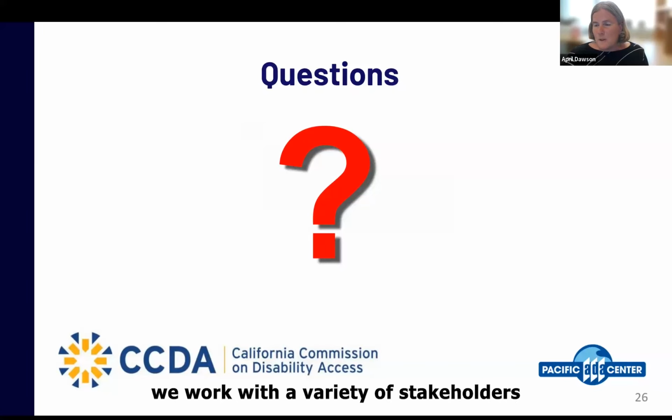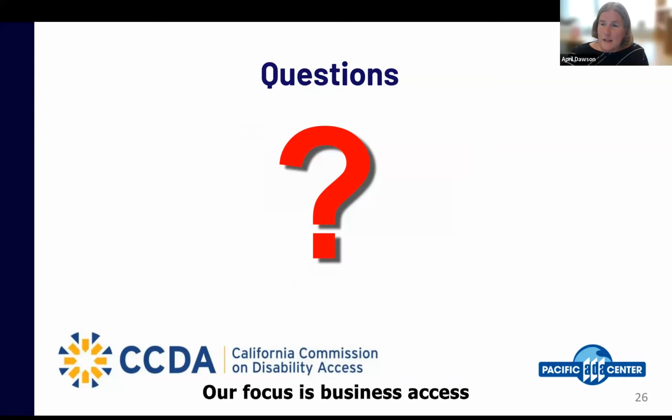And what we do is we work with a variety of stakeholders, such as the business, disability, and local government communities, to increase access to businesses. So our focus is business access, and we do things like partnering with the Pacific ADA on these types of webinars. We also produce technical documents. We have some technical documents that are being produced right now on accessible parking and website accessibility.